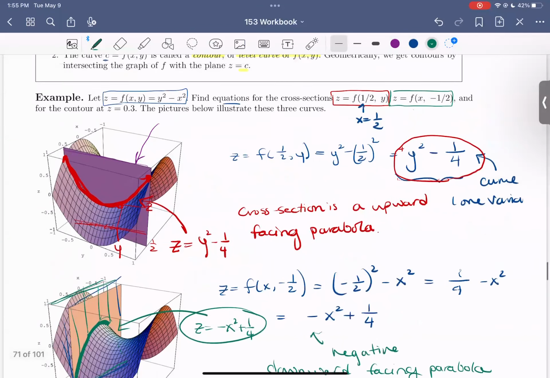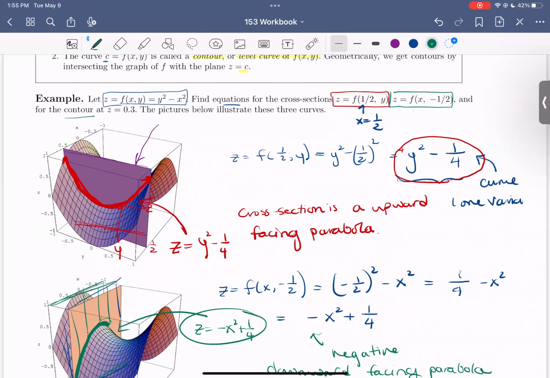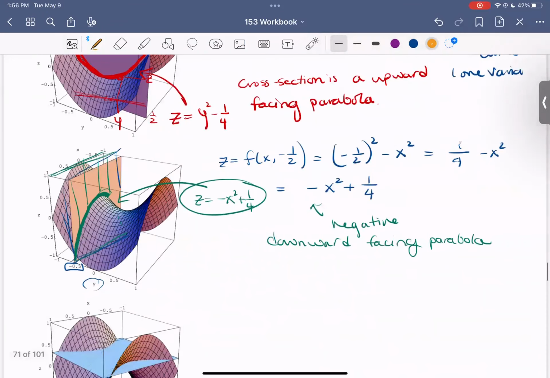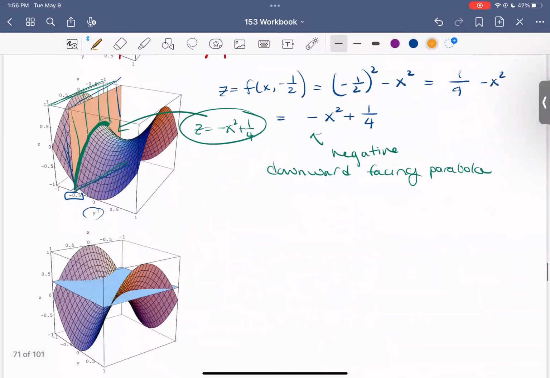So let's finish this example by looking at the contour when z equals 0.3. All right. So now we're looking at when z equals 0.3. So what this is telling us to do is determine those x and y points that evaluate to 0.3. So what we can do is plug in our formula for f. So recall that's y squared minus x squared. So we want those x and y points that give us 0.3 when we square and subtract those coordinates.